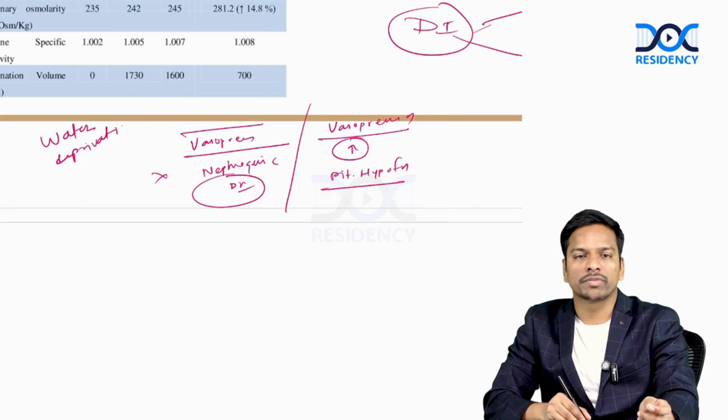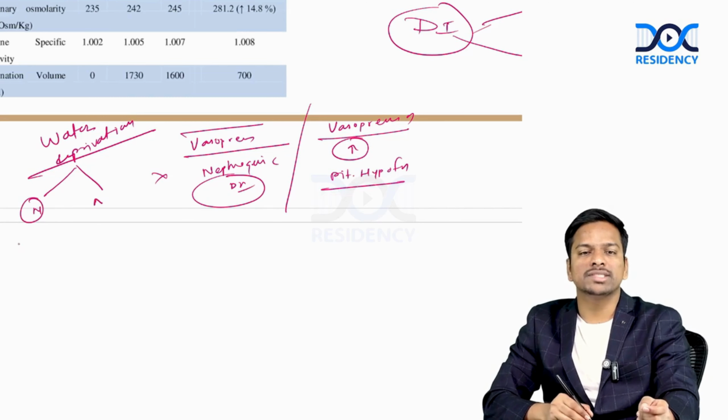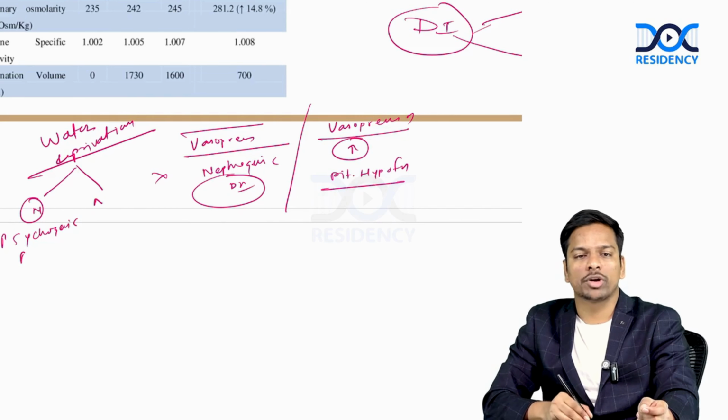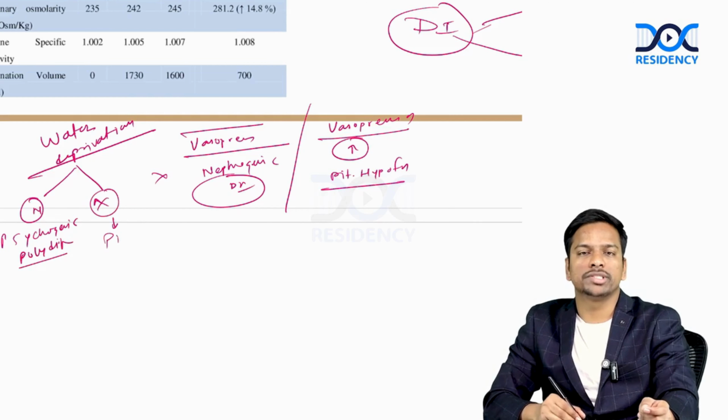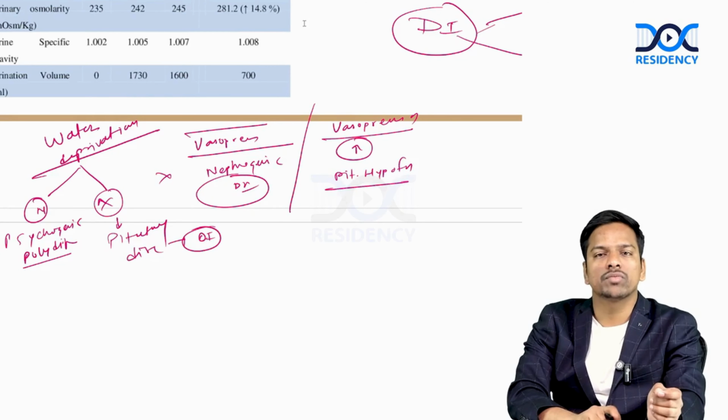What has happened with the water deprivation test is, if on water deprivation the patient's urine osmolality gets back to normal, okay, that means it was psychogenic polydipsia. And if it doesn't get back to normal with water deprivation, that means it is pituitary disease, basically central diabetes insipidus. Okay, so that's all about the important things when we talk about diabetes insipidus.